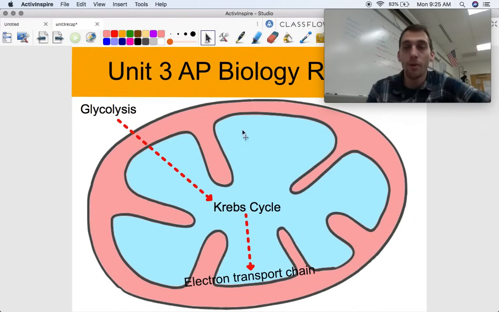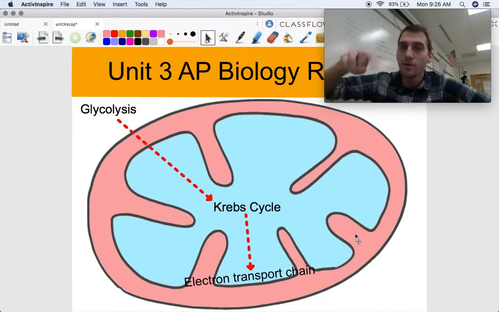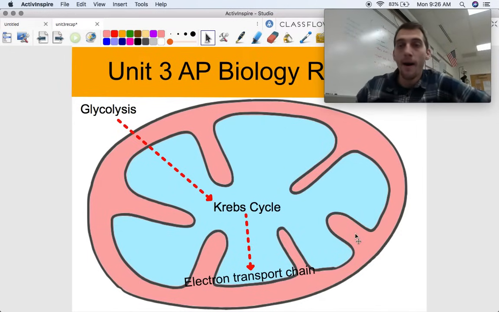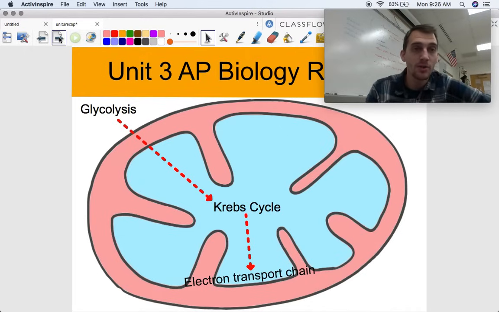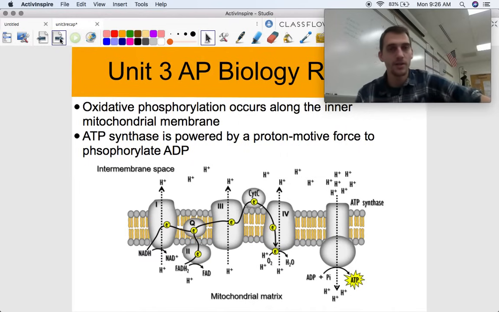All right, and just before we get into that, here's our 3 stages, and this is where they happen. This is the cytosol, glycolysis. Okay, it's converted to acetyl-CoA, the mitochondrial matrix. The very inside is where the Krebs cycle occurs, and then along the inner membrane, the convoluted, folded, cristae inner membrane of the mitochondria is where the electron transport chain, oxidative phosphorylation, occurs.